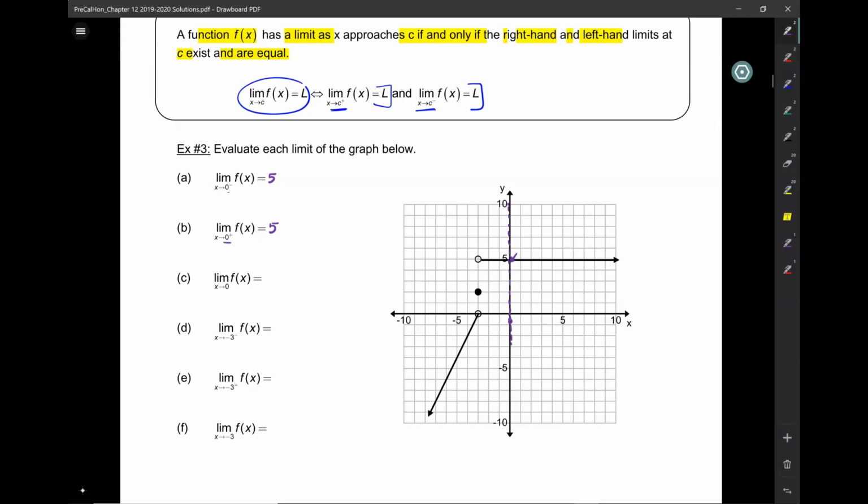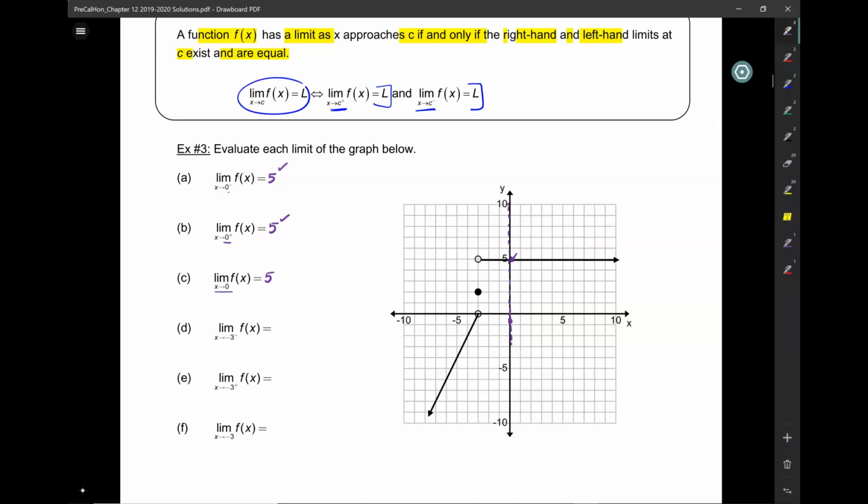Now, here I'm being asked the limit as x approaches 0. For this, I look above. The left-hand limit is 5. The right-hand limit is 5. Because those two equal the same number, 5, then I say this is also 5. Okay, now let's go on to the next one.